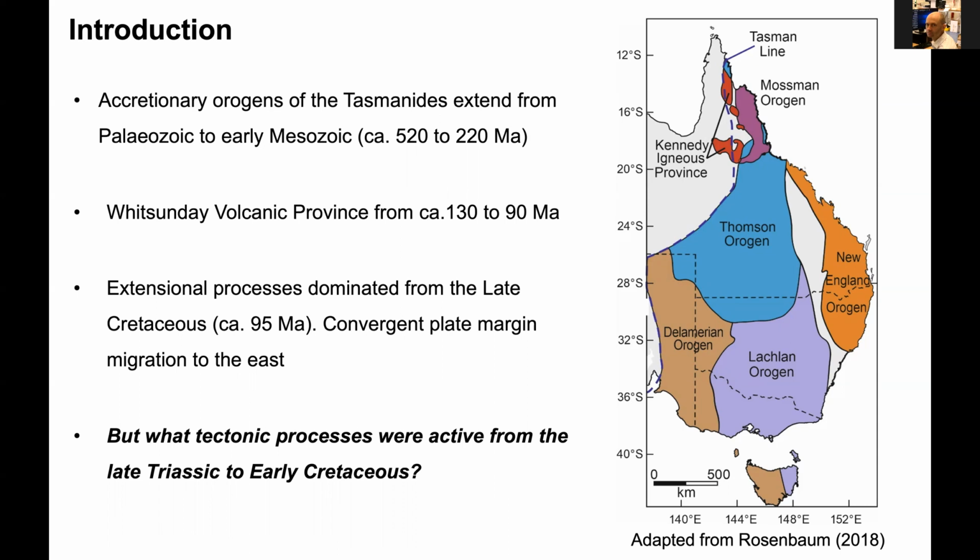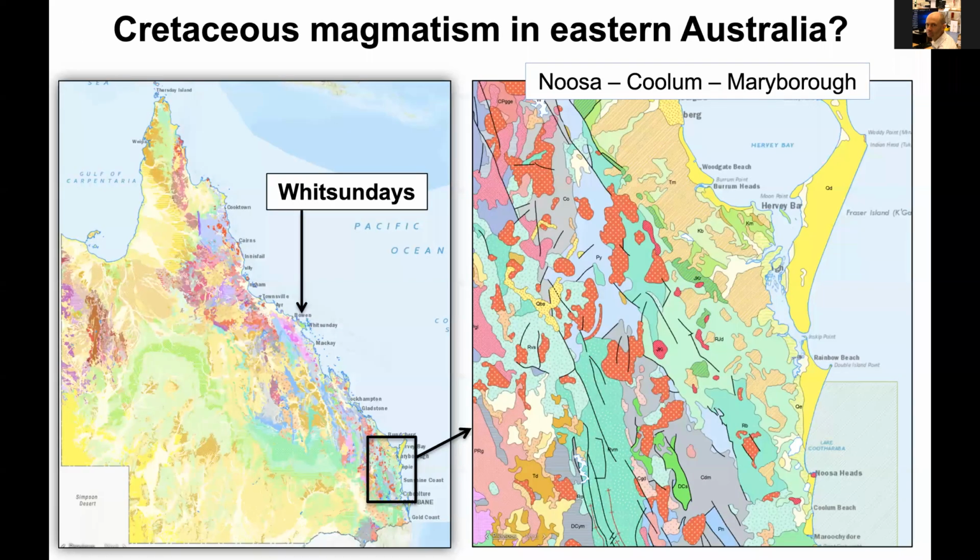We know that large amounts of sediment were deposited into the Great Artesian Basin, and that's the focus of Elliot's talk. Today, I'm going to talk about a suite of rocks that we've been looking at in southeastern Queensland, inland of the Sunshine Coast and Fraser Island, in this blow-up here, and I'll also be talking a little bit about the Whitsundays as well.